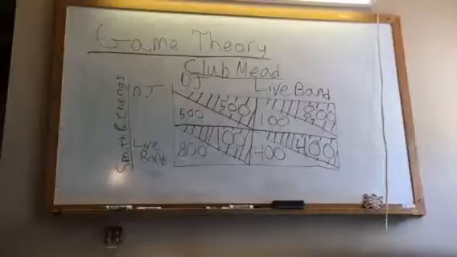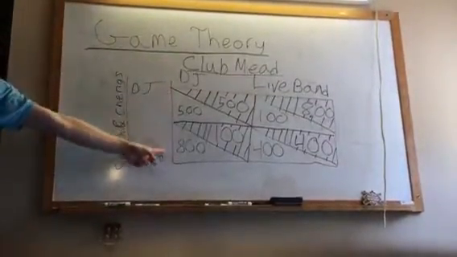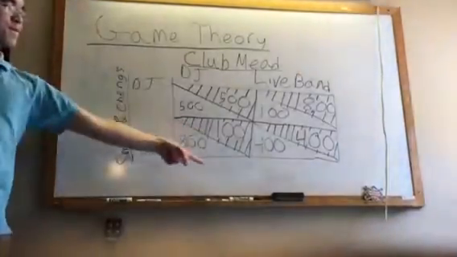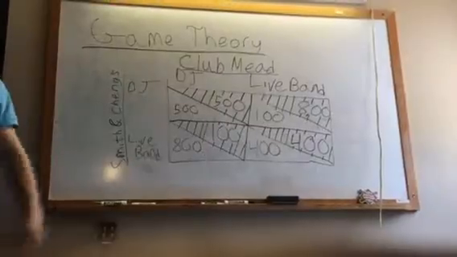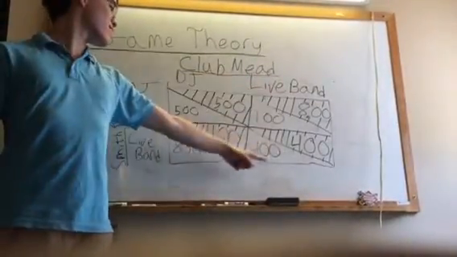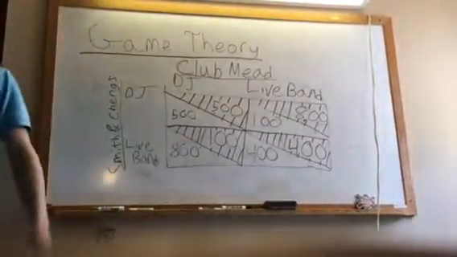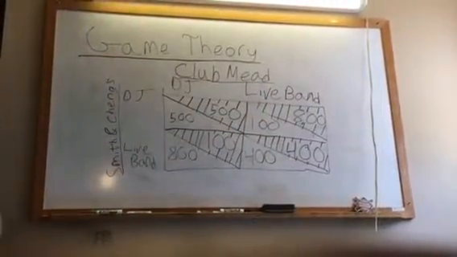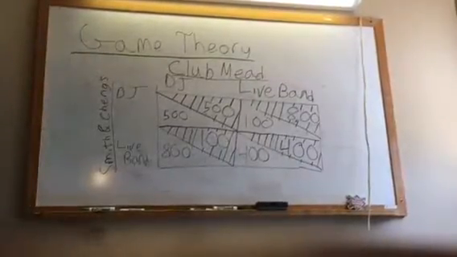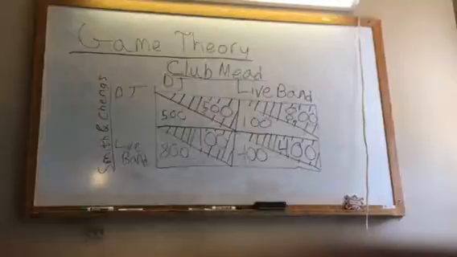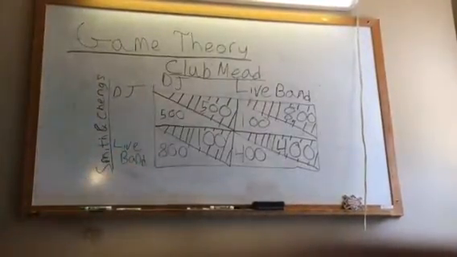So as you can see here, if the Mead Club chooses a DJ, the Smith and Cheng's Club would want to go live band, since it would make $800 instead of $500. If the Mead Club chose live band, the Smith and Cheng's Club would also choose live band, since it would make $400 instead of $100. This suggests a dominant strategy for the Smith and Cheng's Club in response to the Mead Club's decisions. This means that no matter what type of entertainment the Mead Club chooses, the Smith and Cheng's Club would always go with the live band, since their profits would always be higher.